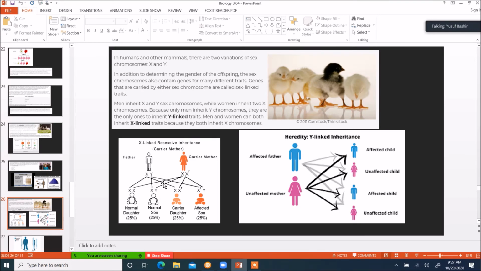All right. Now, let's suppose this father has a Y chromosome with some kind of problem with it. There's a Y-linked disease.